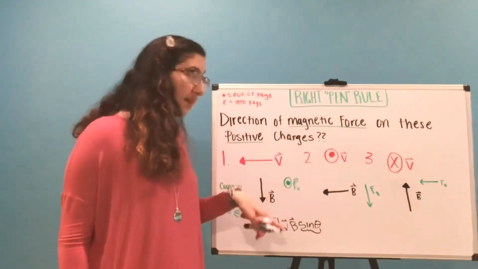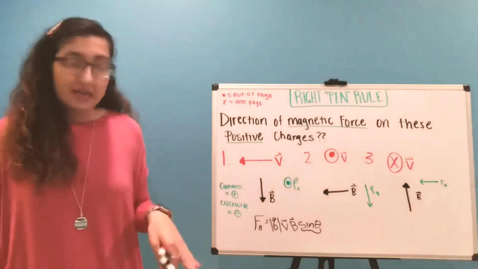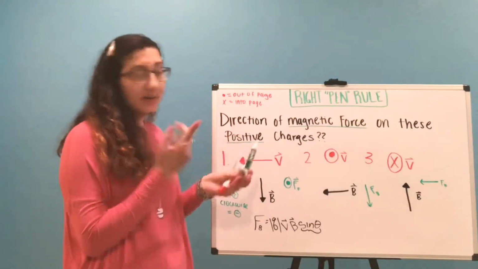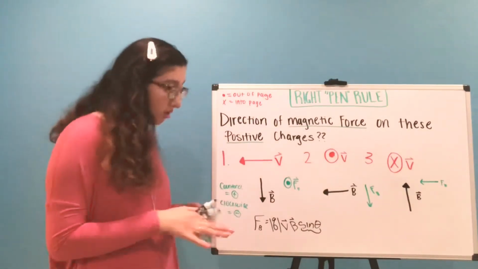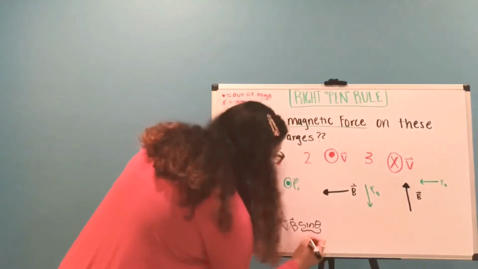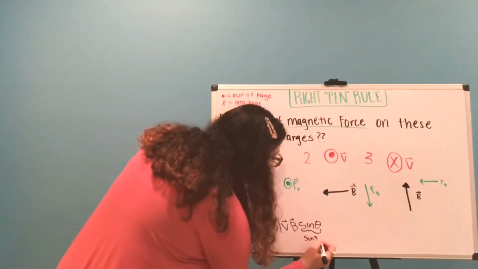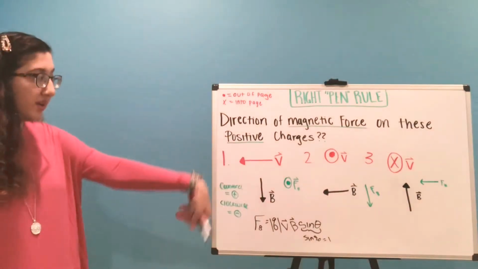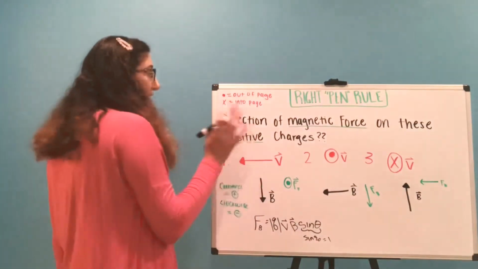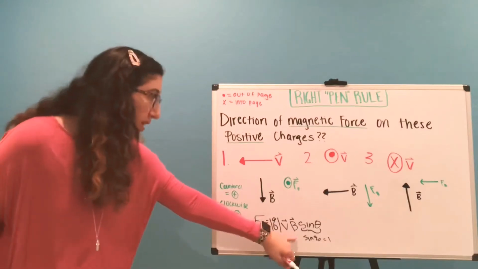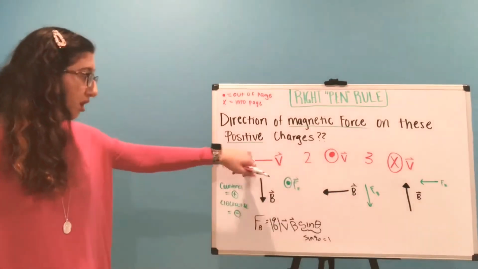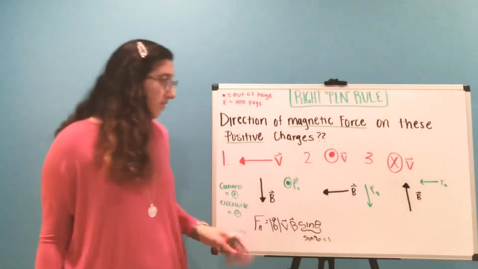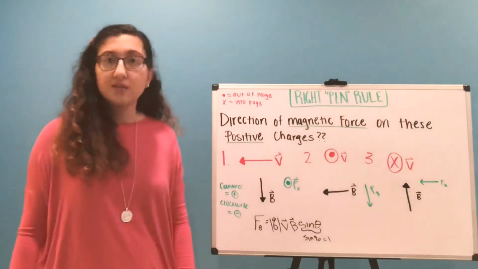In all of these examples, it has been 90 degrees. So when you place them at an angle, all of them have been 90 degrees so far. And so the sine of 90 is equal to 1. So in all of these examples, if you were given numbers for field and velocity, you would just multiply those by the charge of the proton, and you can just put sine theta as 1, and you'd have the magnitude of the force.